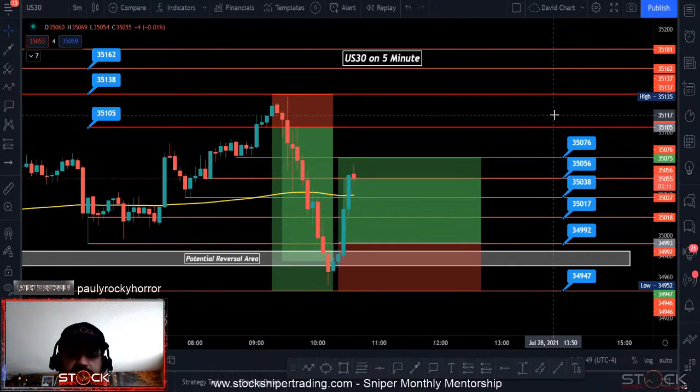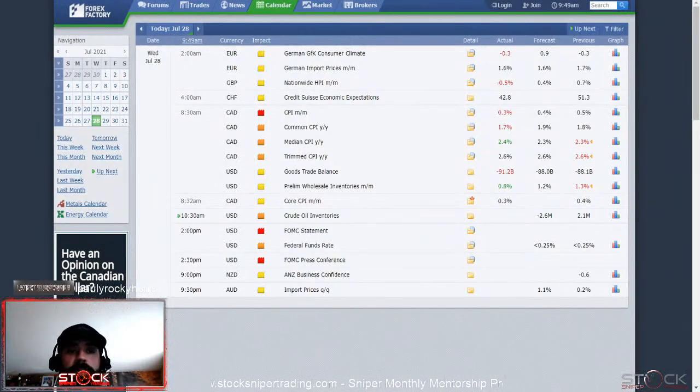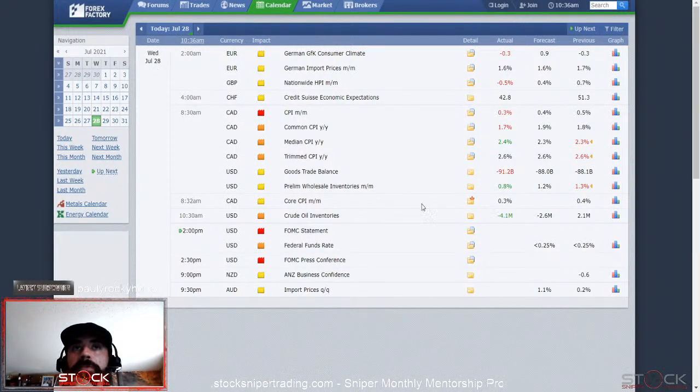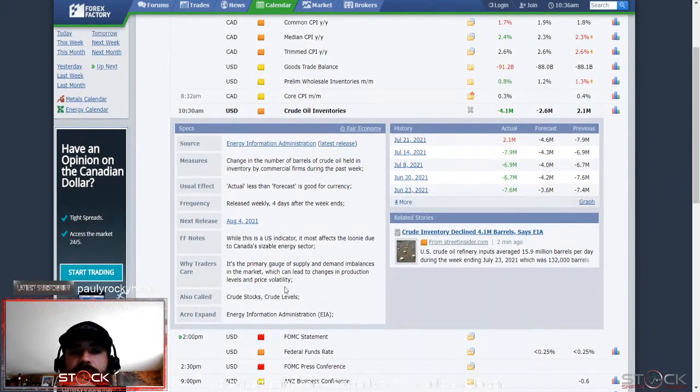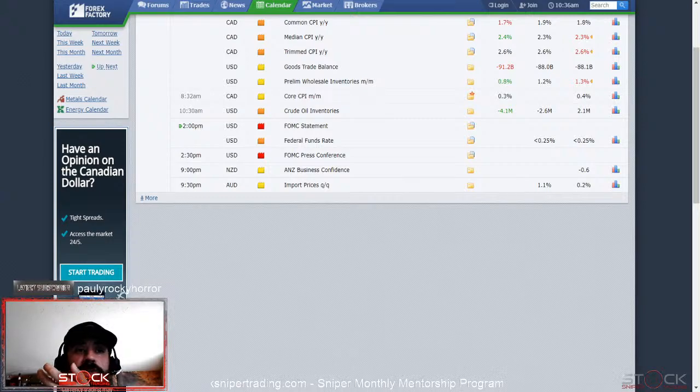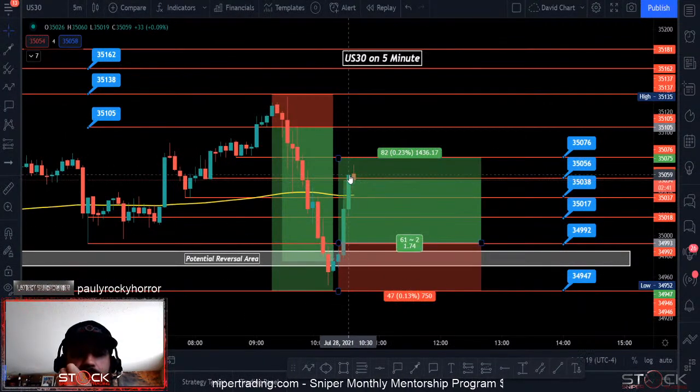Okay, just checking some spreads, guys. So the news, okay, good question. Is the news good or not? Let's take a look. Okay, we had crude oil. It was positive. Okay, so let's see why traders care. It's a primary gauge of supply and demand imbalances in the market, which can lead to changes in production levels and price volatility, which did happen, guys. It changed from a selling pressure to a buying pressure here, okay?